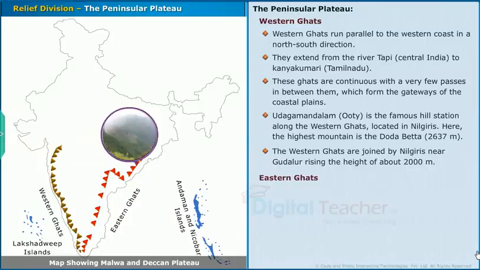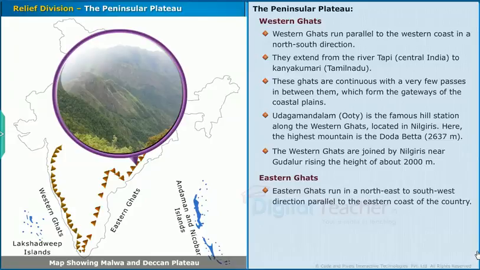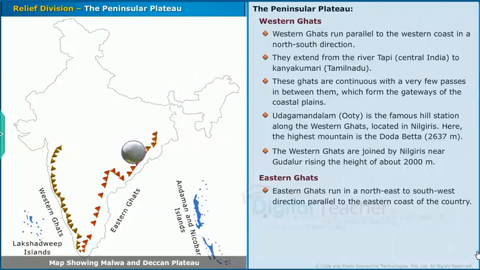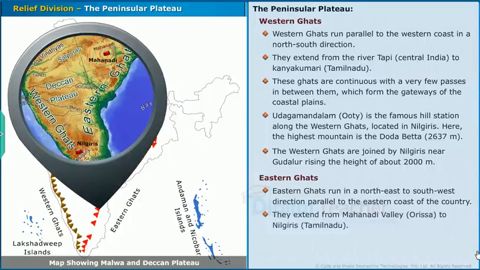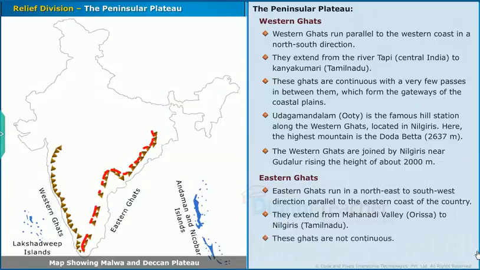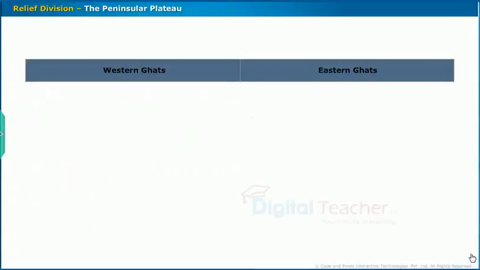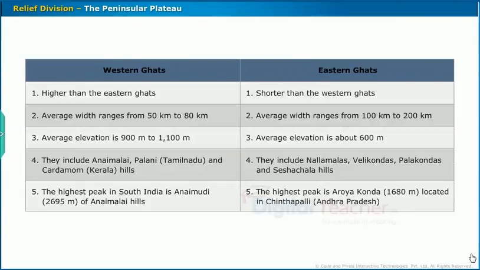Eastern Ghats. The Eastern Ghats run in a northeast to southwest direction, parallel to the eastern coast of the country. They extend from Mahanadi Valley, Orissa, to Nilgiris, Tamil Nadu. These Ghats are not continuous. The differences in the relief features of the Western and Eastern Ghats are shown on screen.